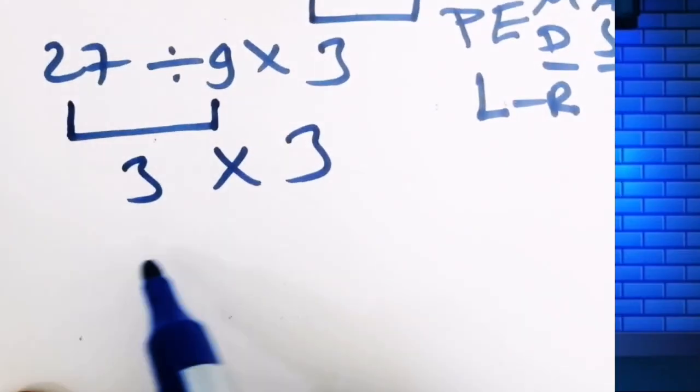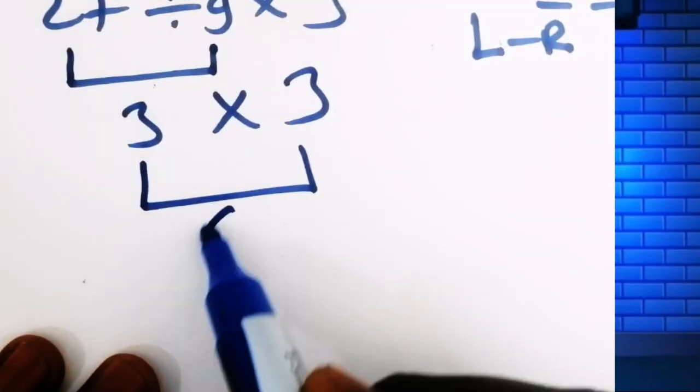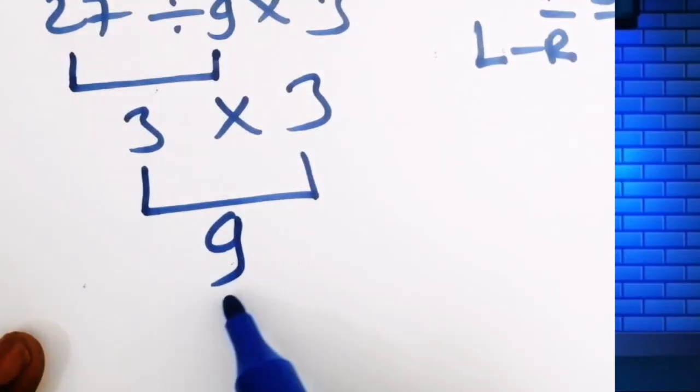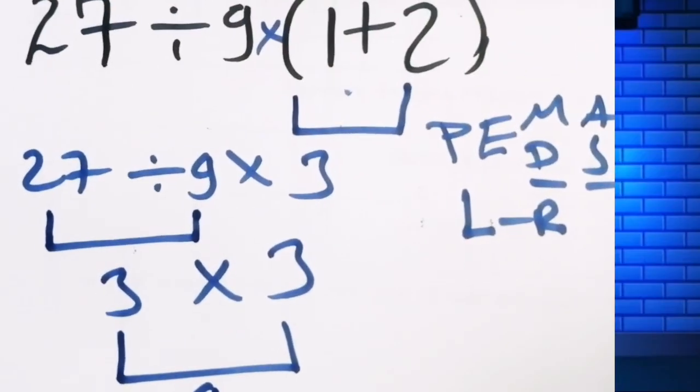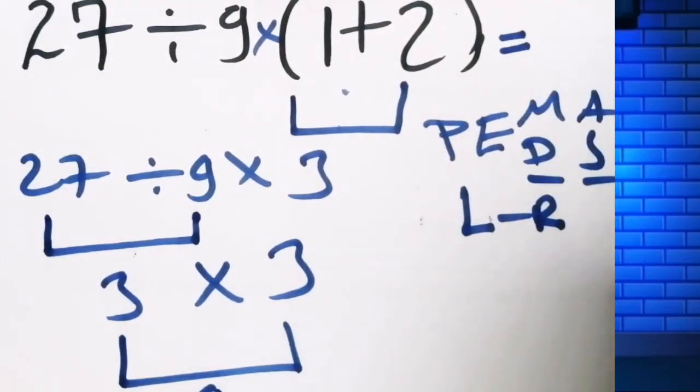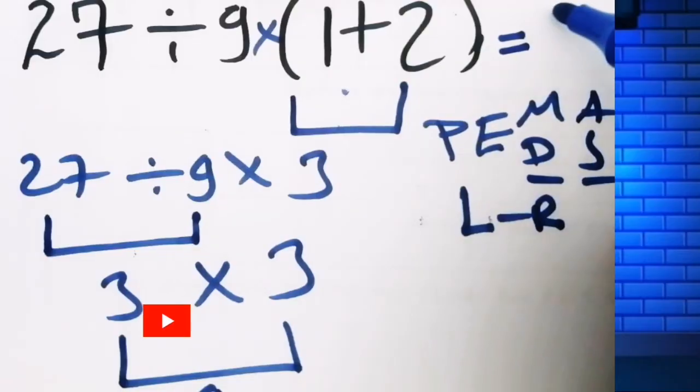3 times 3, which gives us 9. This is the correct answer of this problem. Therefore, the correct answer of this equation is 9.